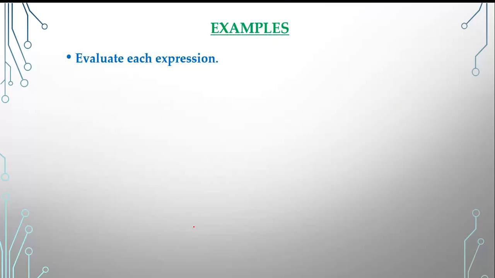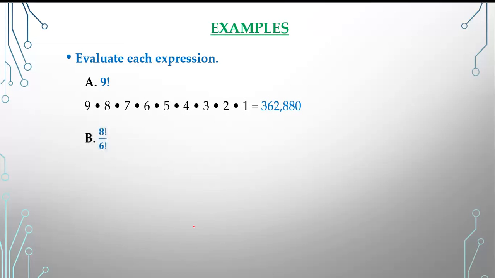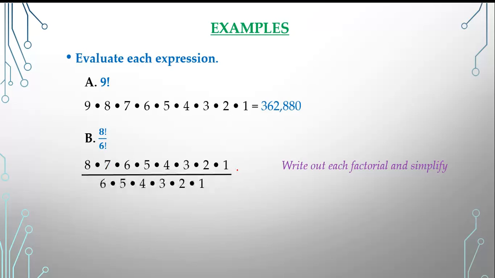Clear? So now some expressions you calculate by the factorial. 9 factorial. What is the value of 9 factorial? You have to multiply 9, 8, 7 up to 1. So this is the value of 9 factorial. Suppose you need to calculate the value of 8 factorial divided by 6 factorial. How can you calculate this? First, you expand 8 factorial: 8, 7, 6, multiply 5, multiply 4 up to 1, divided by 6 factorial, that is 6 multiply 5, 4, 3, 2, 1. Now to calculate this value, you cut each element, 1 to 1, 2 to 2, 3 to 3, 4 to 4, 5 to 5, 6 to 6. So remaining we have 8, 7. So 8 multiply 7 is 56. That is the value of this expression.